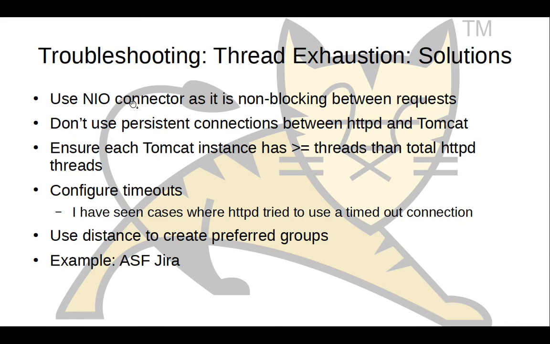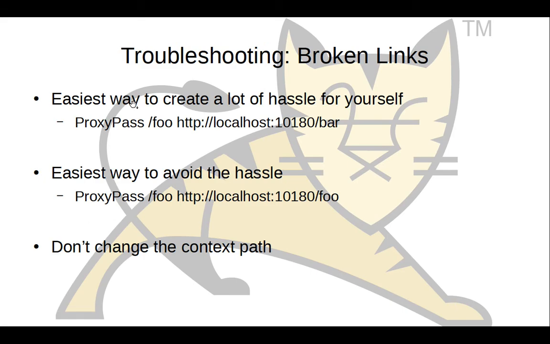In reverse proxying, by far the easiest way to create yourself a whole pile of pain, a whole bunch of problems that don't quite make sense, and things that are an absolute nightmare to track down, is to change the context path in the reverse proxy. So here we've said anything that this server receives to /foo, I'm going to proxy across to my backend server at /bar. Whenever I see a configuration like this, I feel the urge to shout, no, don't do it, please change it.